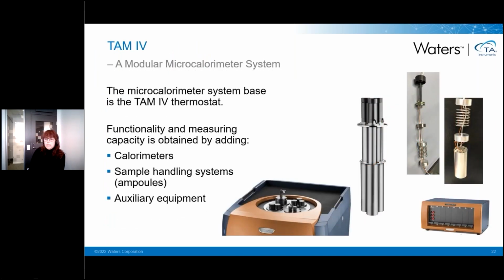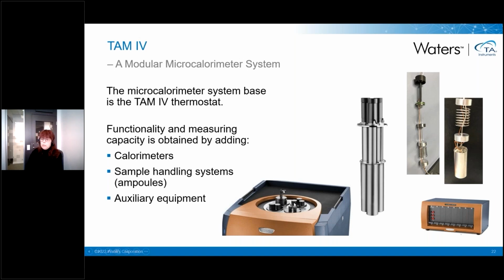The TAM4 is a modular calorimeter system, and the base is the thermostat. So this is what we see in the picture in the middle. This is a thermostat that can control the temperature very well for our isothermal measurements. It will have 4 positions. These positions can be equipped with from 1 up to 4 different calorimeters, depending on what type of samples you want to study or what sensitivity or throughput is needed.